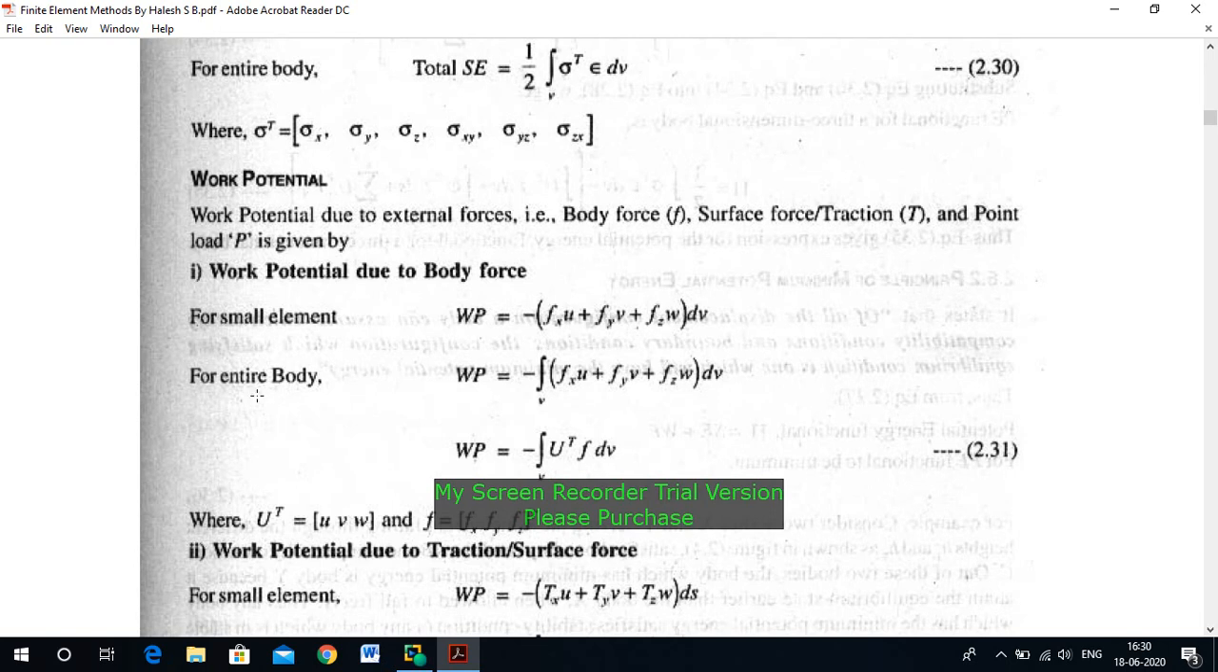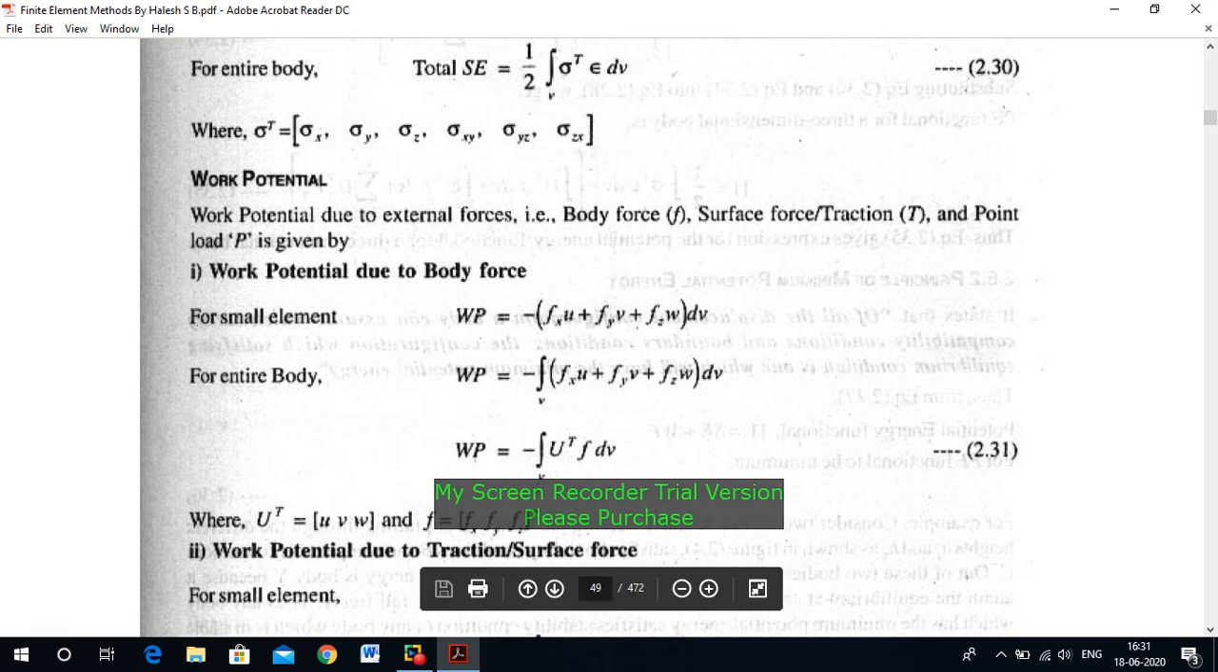So if you want to calculate the work potential for the entire body, it is equal to minus, because work is done on the system. Because of that reason, I will take it as a minus sign always. Therefore, for the entire body, the work potential is given by minus integration over V of Fx into U plus Fy into V plus Fz into W into dV.